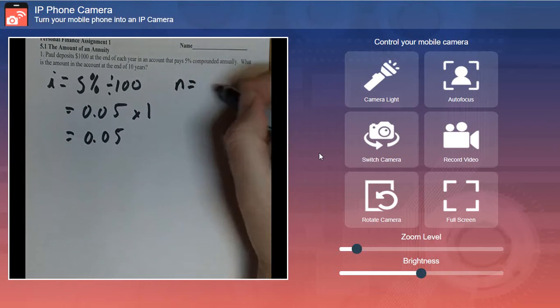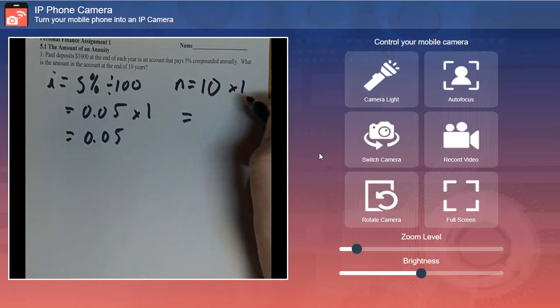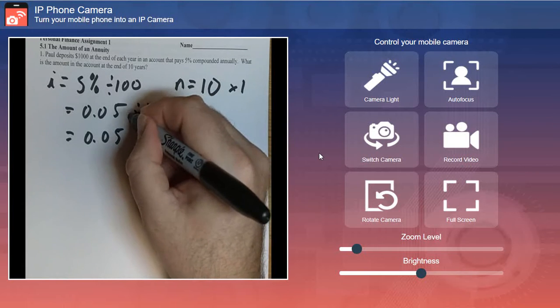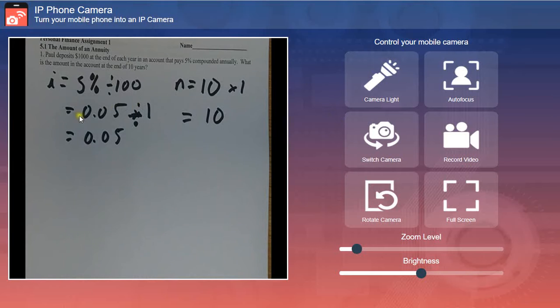N is 10 years. And you would also multiply by 1 or whatever number. Sorry, this one would be divided by 1. I made a mistake. And this one would be multiplied by 1. So it's 10. So you take your interest rate and you divide it by 1, or you divide it by the number in the table. And then you take your N and you multiply by 1.